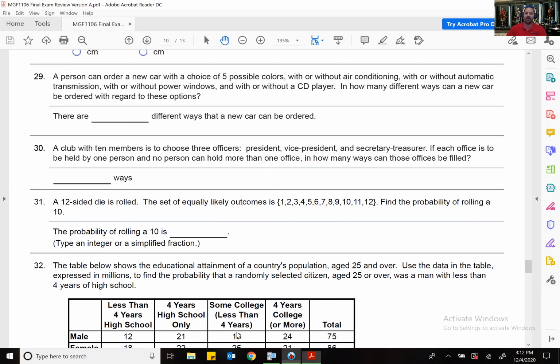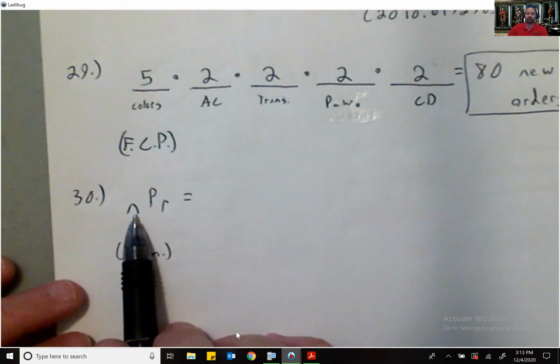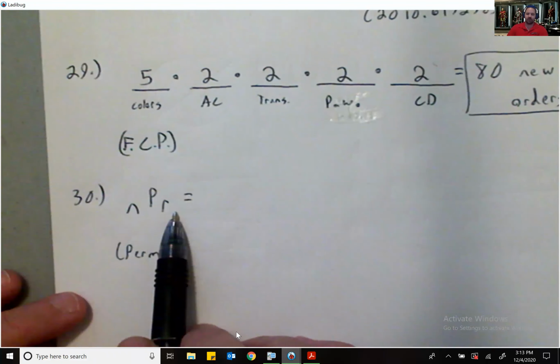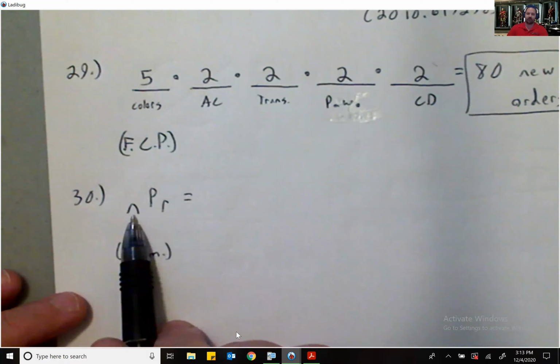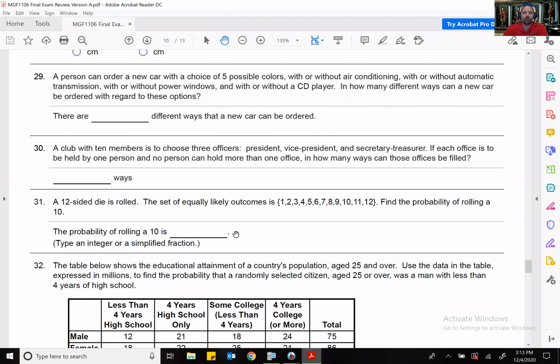where the n represents the total number of choices, people, or items. The r is how many you're going to choose. n is the total, r is how many you're going to choose. So if we come back to our problem, how many people do we have? 10. How many are we going to choose? 3. So you can tackle this one of 2 ways.